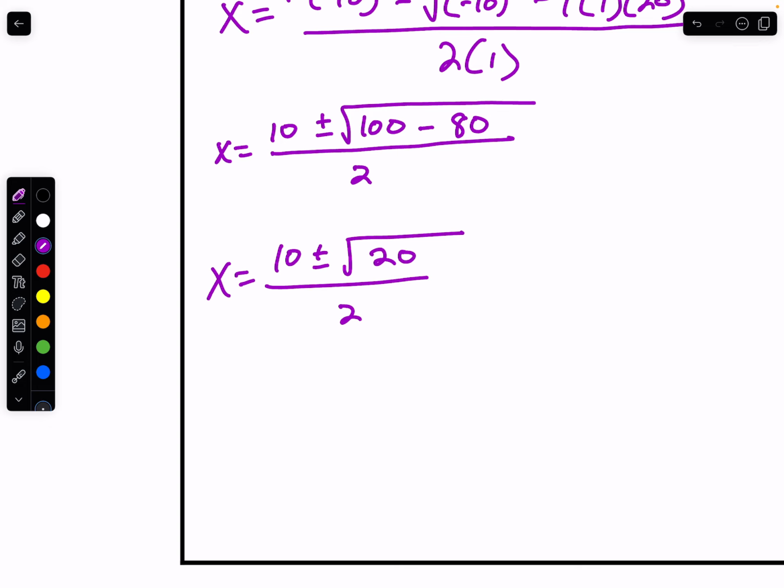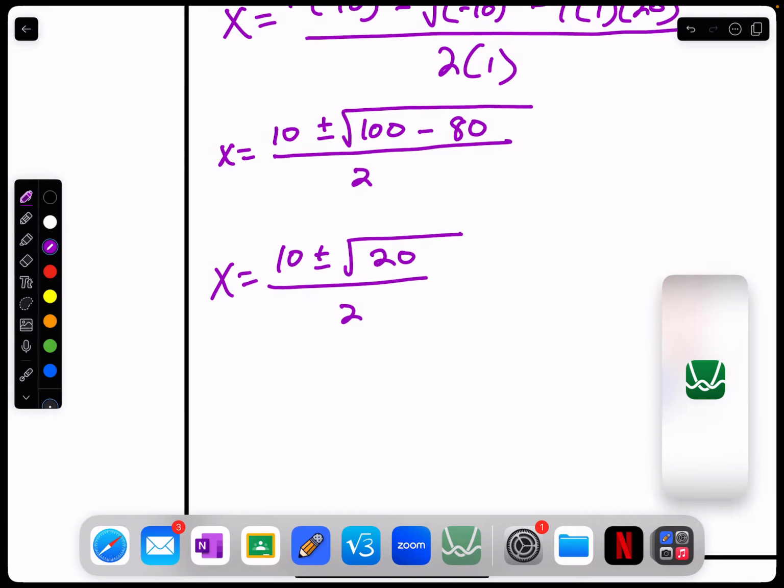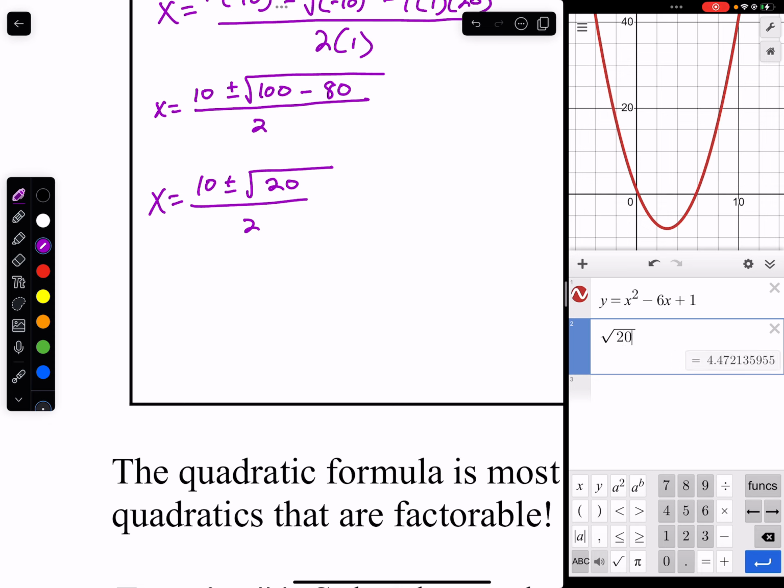And now 20, we can't square root 20, right? I could try, but I get a decimal. And our goal on this one is to find the exact value, not the approximation. Even this decimal that Desmos is giving me is an approximation. This decimal goes on forever and never repeats. So I'm going to try to simplify this expression and basically leave it as it is.